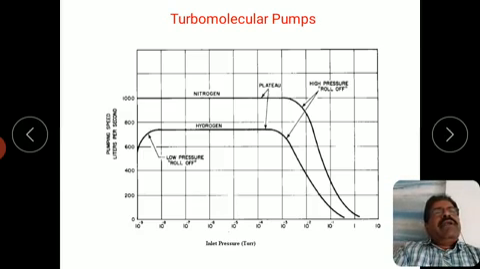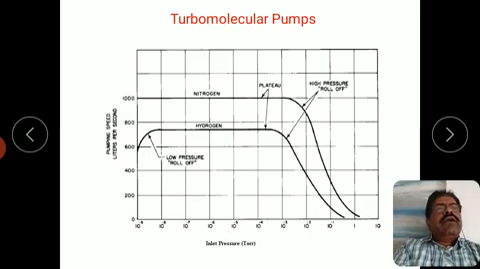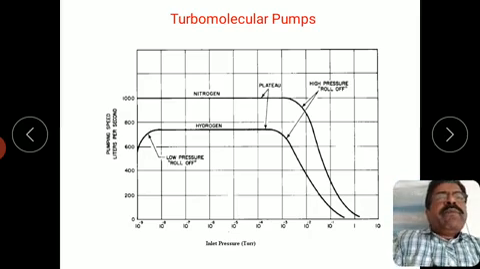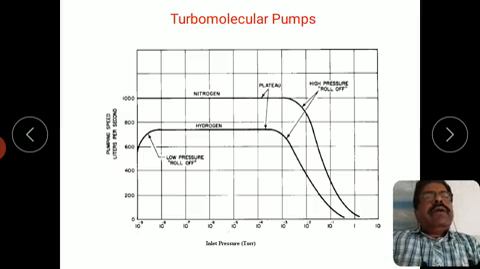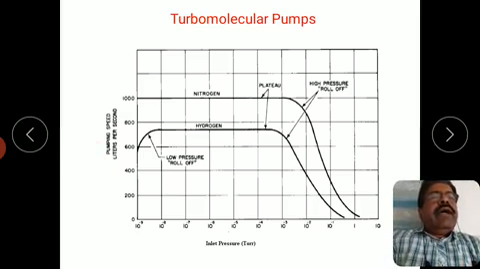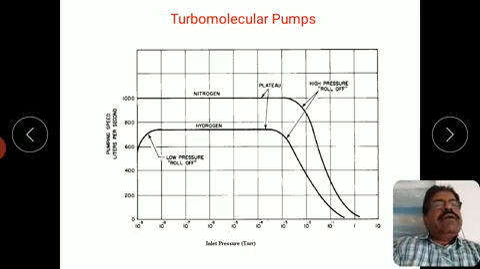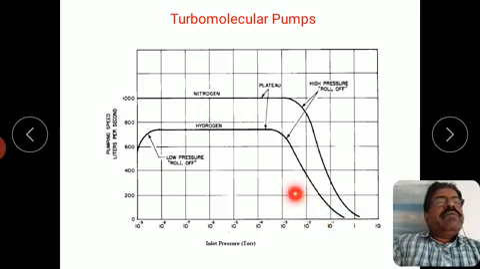This is a typical performance characteristic of a turbomolecular pump. You can see here the pumping speed and the inlet pressure graph shown for two different gas molecules, hydrogen and nitrogen. You can see clearly, as the vacuum level is increasing, that means pressure is decreasing, initially the pumping speed is increasing for both hydrogen and nitrogen.